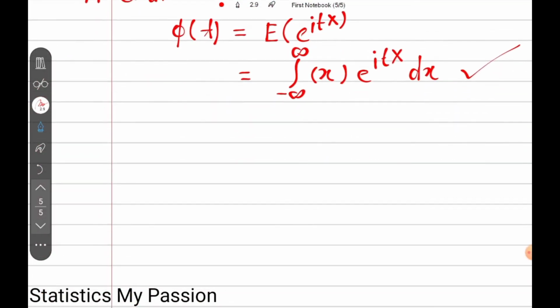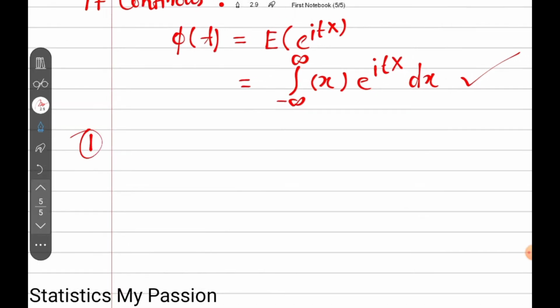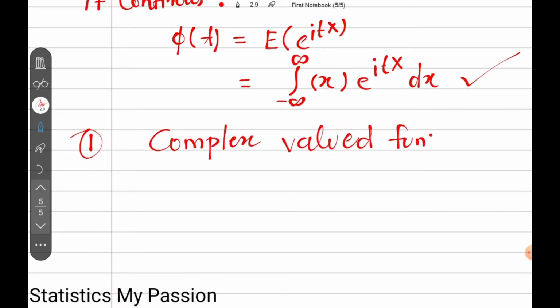Now, what are the properties of the characteristic function? First, it should be noted that it is complex valued, because it includes the iota term, so it is a complex valued function. The second point is that it always exists.